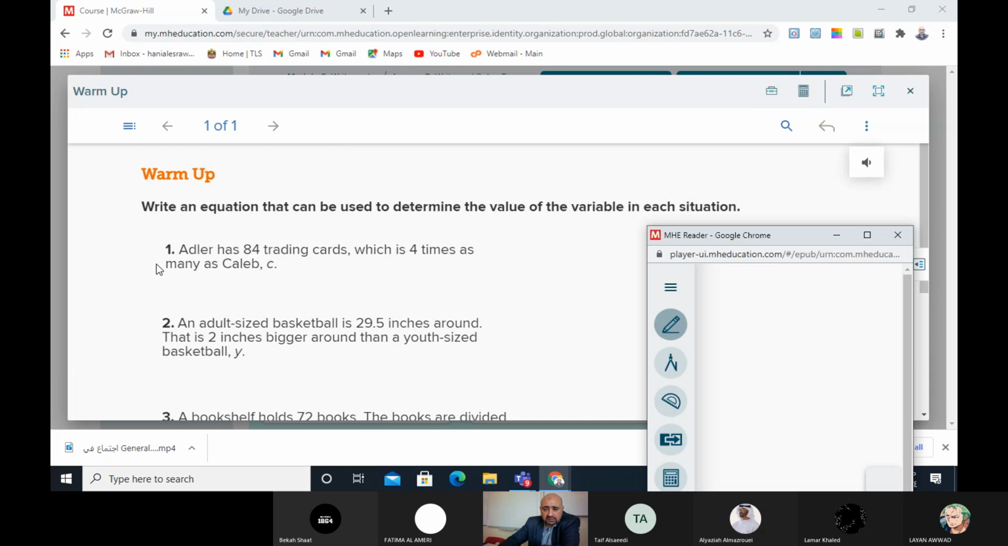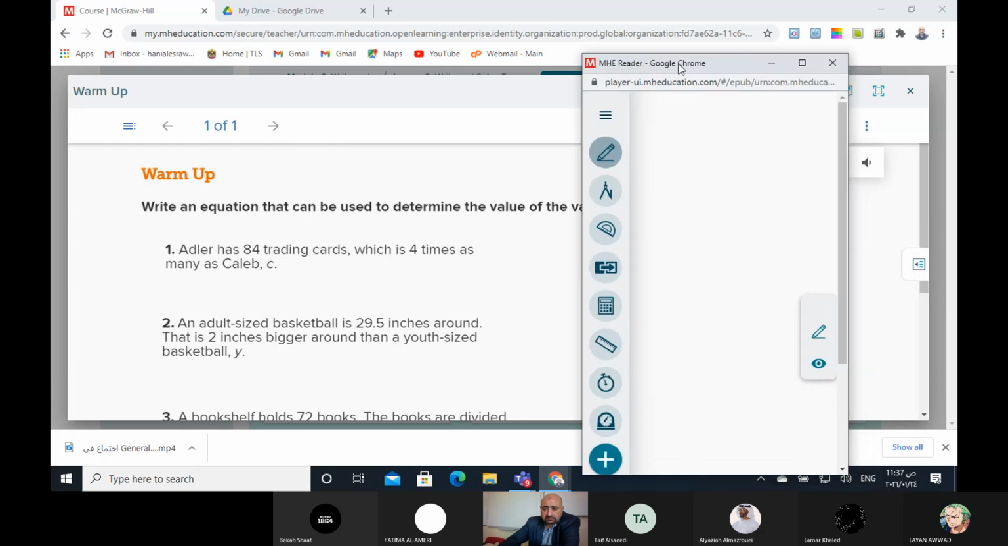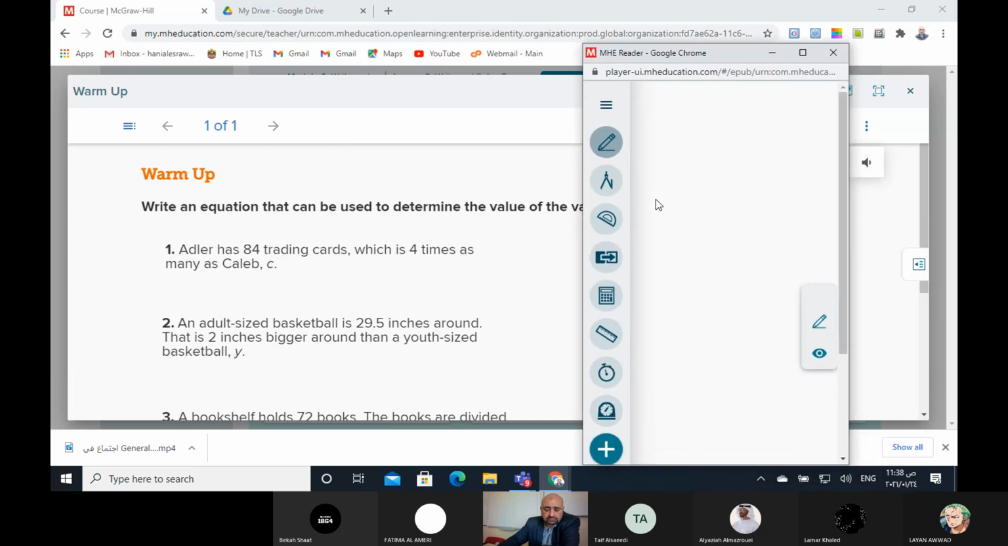Right. Who can read exercise number 1, please? Can I read it? Yes. Mister, can you hear me? Start, please. Adler has 84 trading cards, which is 4 times as many as Caleb C.